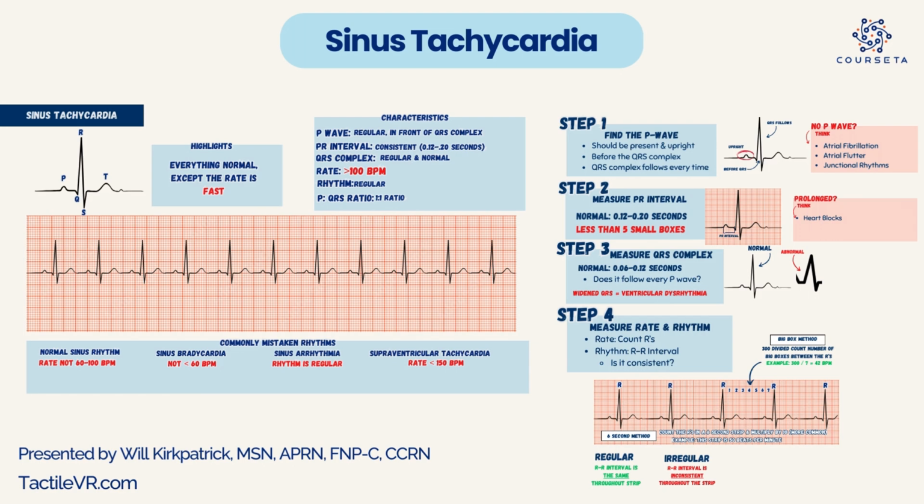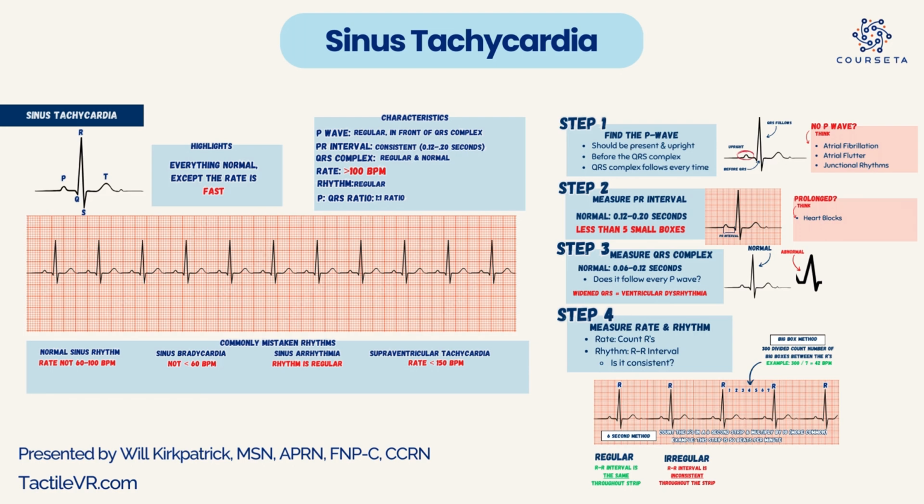Let's move on to step number 3, measuring the QRS complex. The QRS complex is less than 0.12 seconds, your 3 small boxes. So that checks out as well, so it's not a ventricular arrhythmia. And then step number 4, let's measure the rate and the rhythm. Once again, these sinus rhythms are going to tell you the difference with step number 4. So let's measure the rate first using the 6-second strip method.